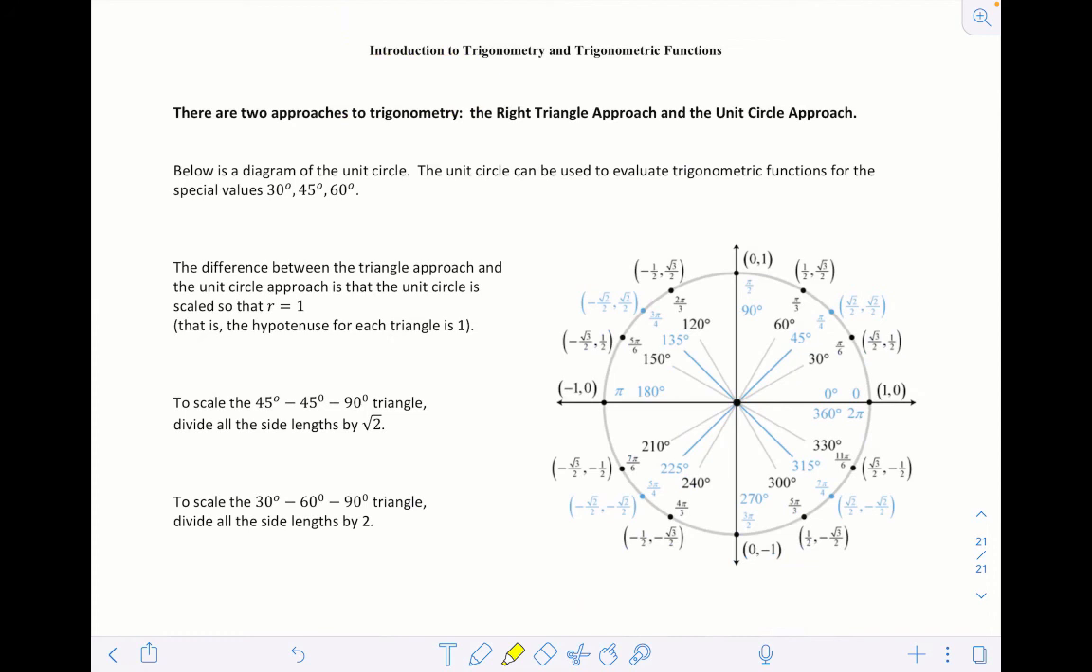Okay, and then finally, here's the unit circle, which I kind of showed in one of the animations before. There's 2 approaches to trigonometry, the right triangle approach and the unit circle approach. I'll say in this series of videos, I kind of focused on the right triangle approach, but you may prefer the unit circle approach, and that's okay too, because you can use either one throughout the course.